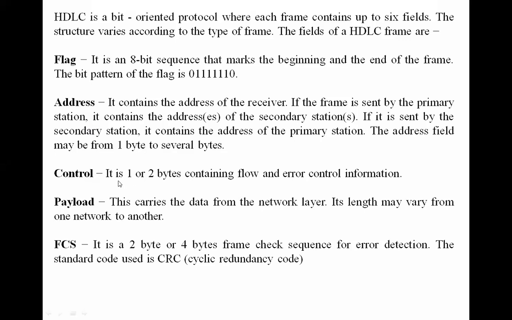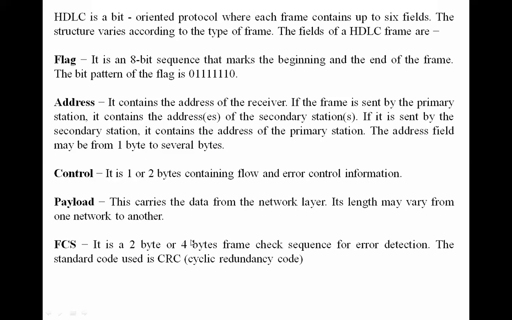Control bits are 1 or 2 bytes containing flow, error, and error control. That should match between the sender and the receiver. Flow control has to match between the sender and the receiver. If the speed is more at the sender and less at the receiver, there will be a loss in the particular data. That has to be controlled by this control field. Payload, what is the actual function of payload? It is to carry the particular data.